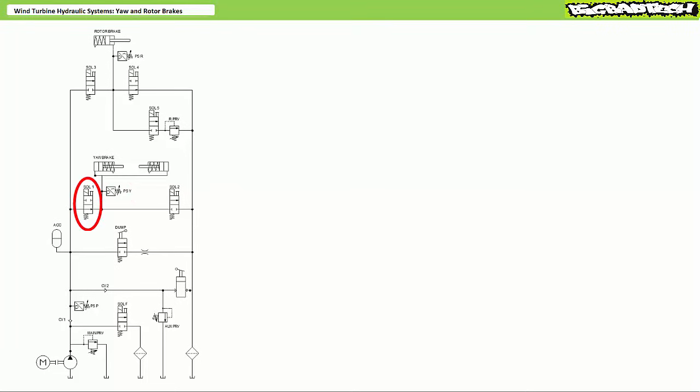The upstream one is a normally open solenoid-operated valve labeled Sol 1. The downstream one is a normally closed solenoid-operated valve labeled Sol 2. At the top, we've got a spring-extended, hydraulically retracted single-acting cylinder labeled rotor brake. This is undoubtedly the rotor brake, and it's most likely a floating caliper system since it's using one brake cylinder.